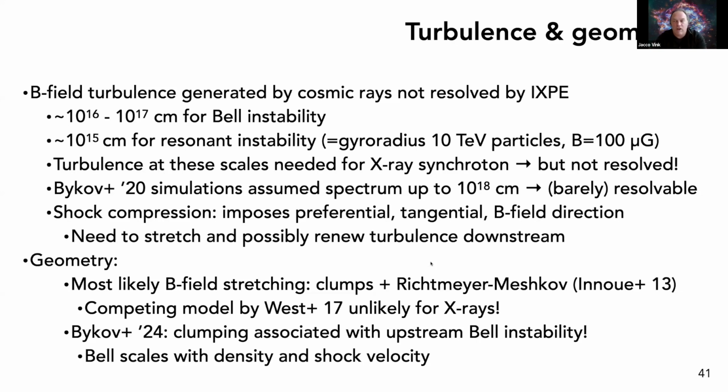But the turbulence mode that we expect, say, from Bell's turbulence or resonant instabilities are more like 10 to the 16 to 10 to the 17 centimeter, and 10 to the 15 for the resonant ones. So the turbulence where we expect to see the most turbulence is below the resolution of IXPE. So if you would have very high resolution, maybe we would see pockets of high polarization, but everything is smeared out because of the IXPE resolution.